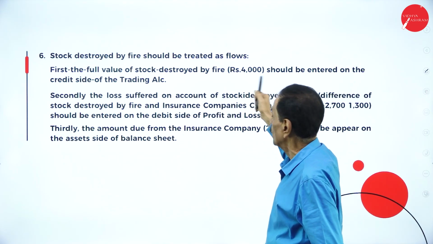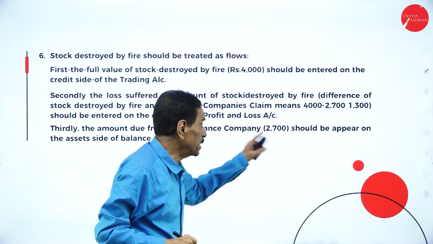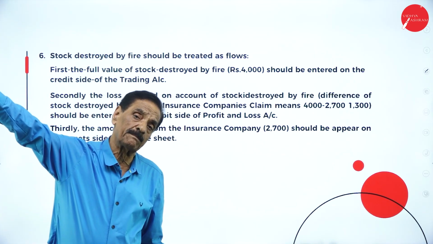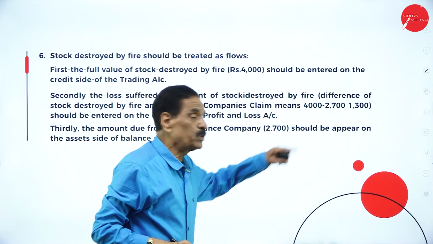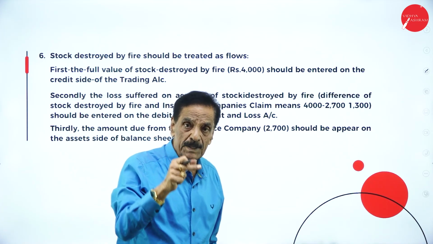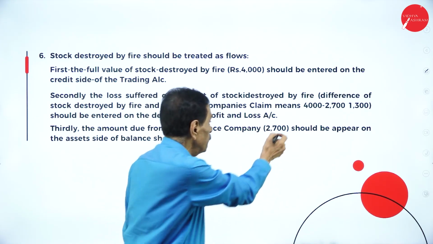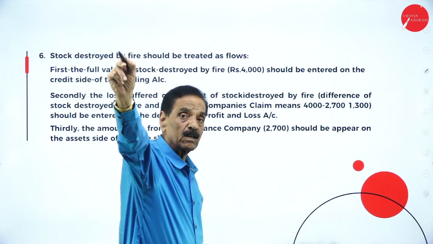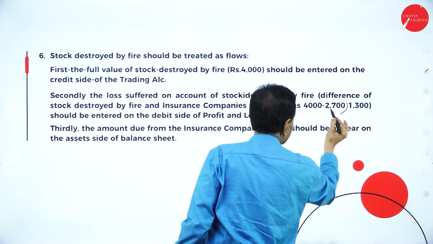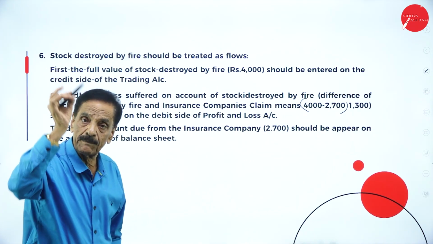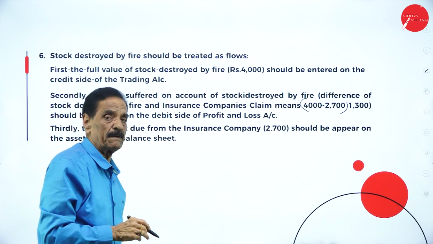Stock destroyed by fire. First, the full value, 4,000, will come on the trading account credit side. The 2,700 should come on the asset side of the balance sheet as due from insurance company. The difference, 1,300, will appear on the debit side of the profit and loss account. Full amount 4,000 should be shown on the trading account credit side. How much money are you going to receive? 2,700 will come on the asset side of the balance sheet. The difference, 1,300, will come on the P&L account debit side.